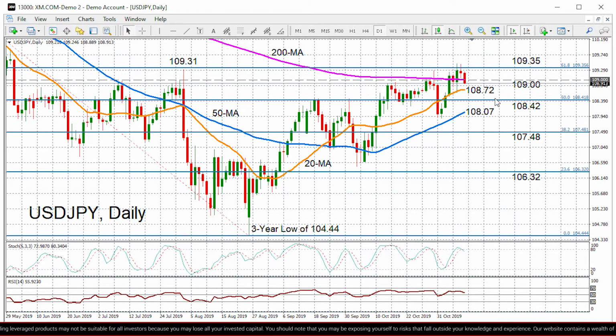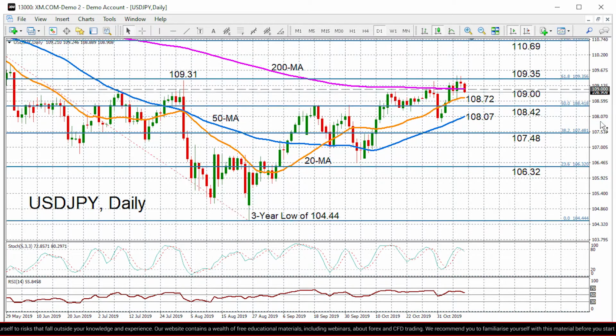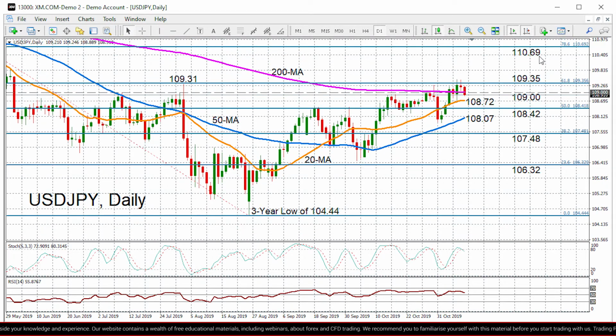If though prices do bounce off the 20-day moving average, we could see dollar yen challenging again the 61.8% Fibonacci at 109.35, which it failed to break above earlier this month. And then further up, we've got the 78.6% Fibonacci at 110.69. In the medium term, though, we still do have that soft bearish structure in place, and that uptrend is expected to hold at least for a while longer.